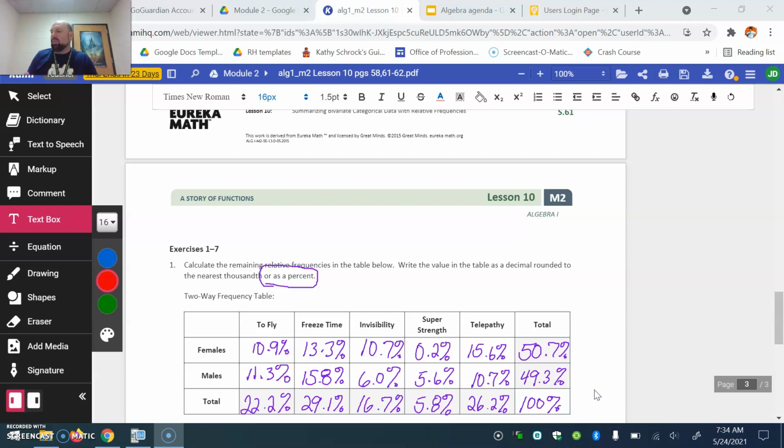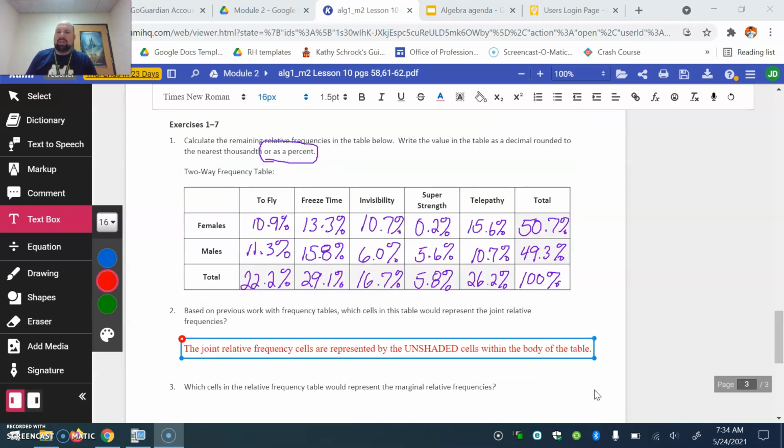All right, so now we have a few questions below. We're going to answer them. The first one I'm going to help you with. Based on previous work with frequency tables, which cells in this table would represent the joint relative frequencies? So the joint relative frequency cells are represented by the unshaded cells. That's all of these in the middle or within the body of the table. So joint relative frequency. So, to fly, females that want to fly, that's a joint. And then there's two things that are joined together, and there's the frequency of them. So that's what that means.